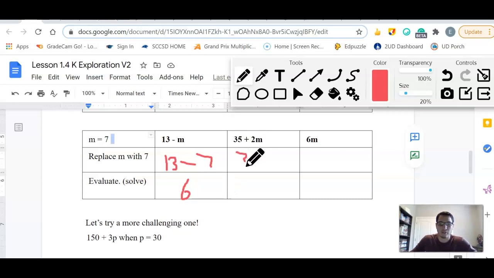Next one, 35 plus 2 times 7. Evaluating this, we're going to do 2 times 7 first, which is 14 plus 35. I'm going to imagine these are on top of each other. 5 plus 4 is 9. 3 plus 1 is 4. 49 should be our answer there.